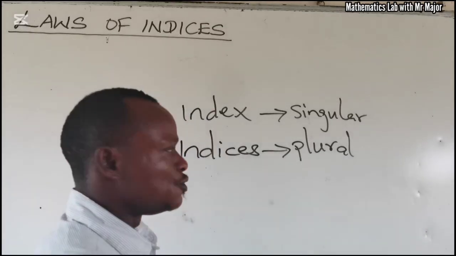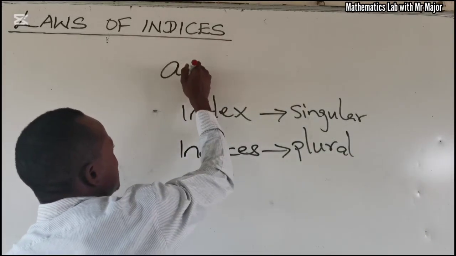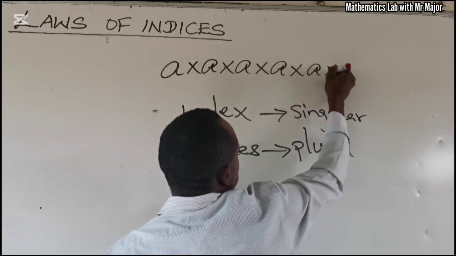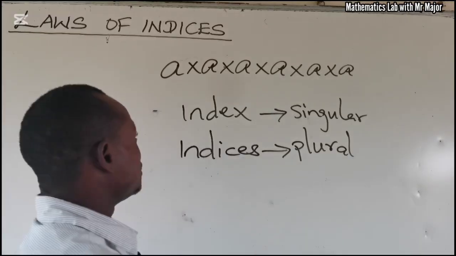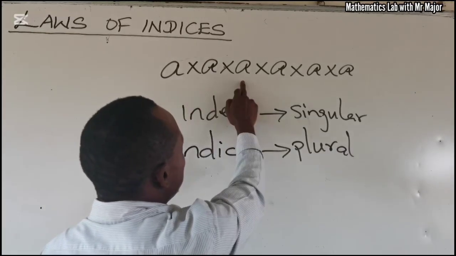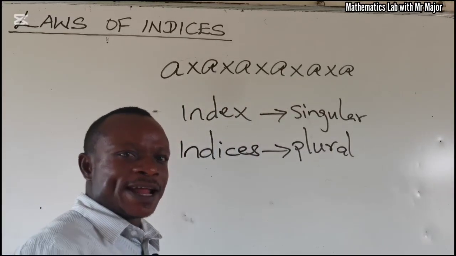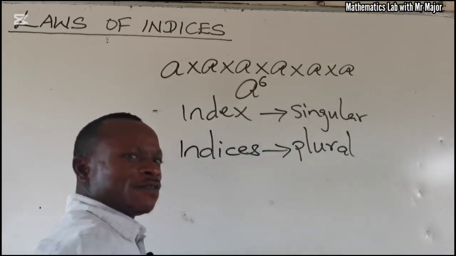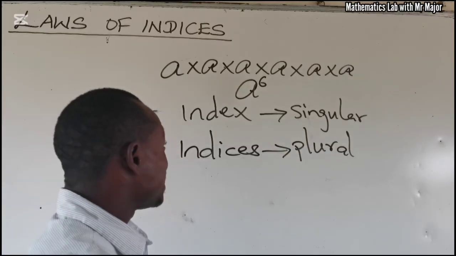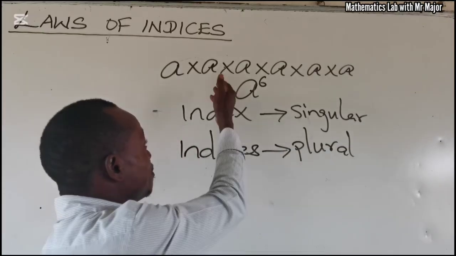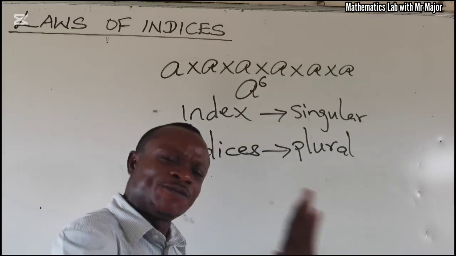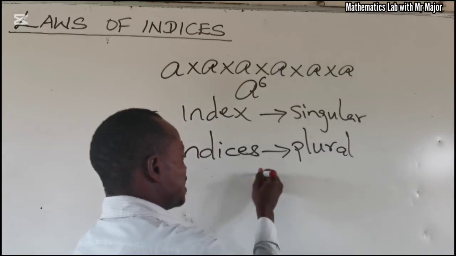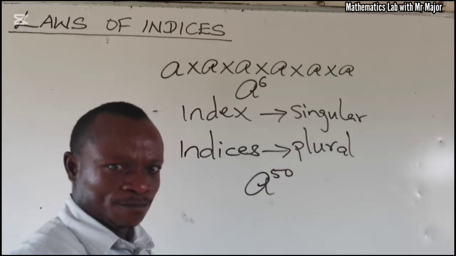Let's take, for instance, you have something like A times A times A times A times A times A. We have A multiplying itself, according to what we have here, 6 times. Now, a short way of writing this is A raised to the power of 6. It saves time and it also saves book. Imagine you are multiplying A by itself up to 50 times. That would have probably taken the whole of the board. But you can simply write it as A raised to power 50.